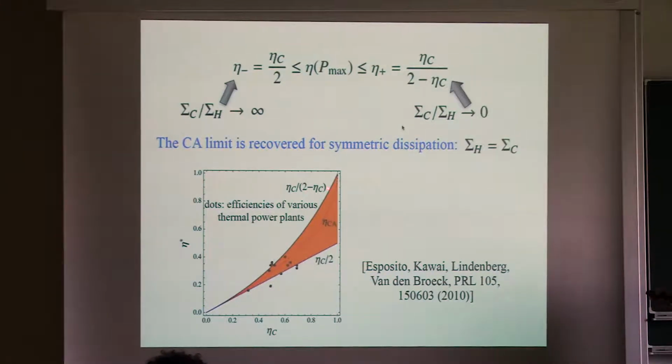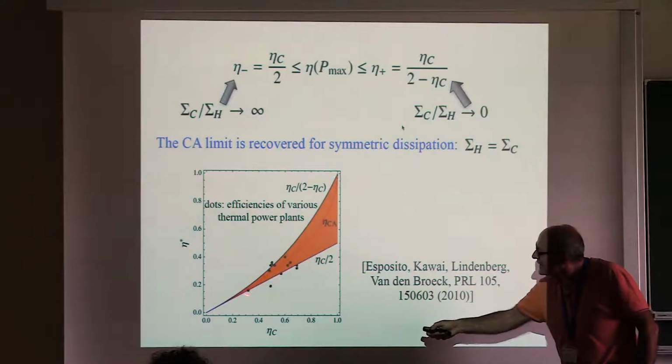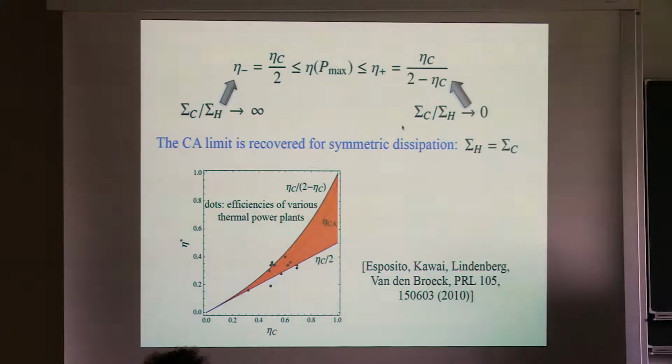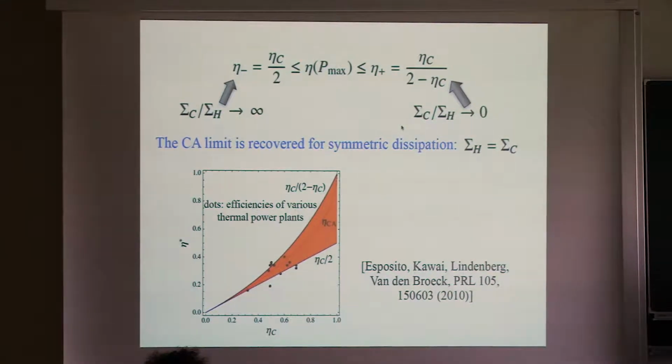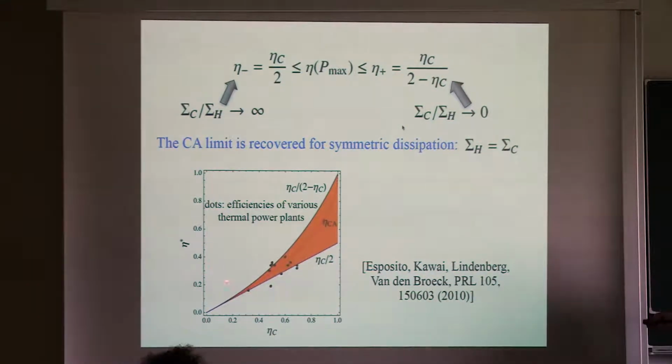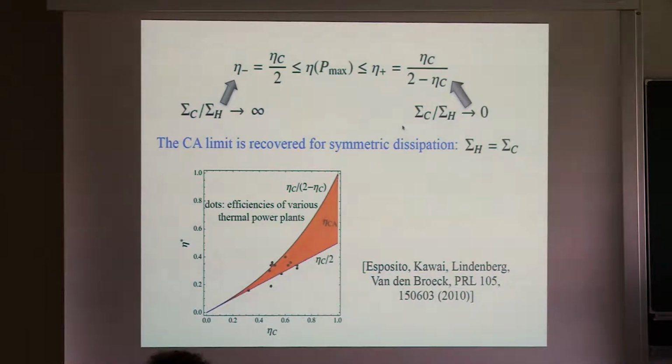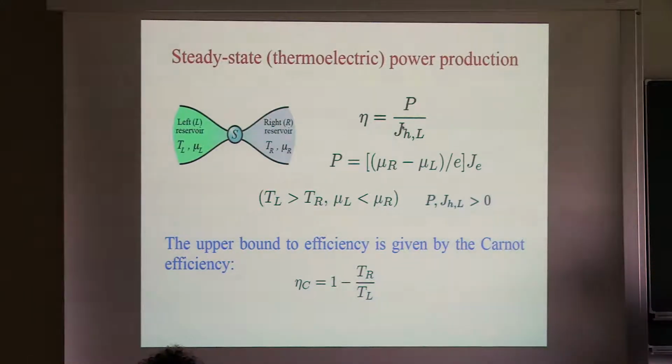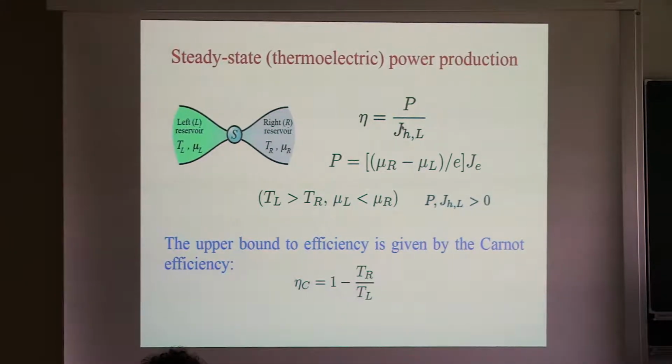For symmetric dissipation, you get Curzon-Ahlborn. And it's funny that if you look, these are experimental points. They correspond to various thermal power plants all over the world. And they are quite inside this region, which, if you think about it, is quite natural because you try to make this plant work at maximum output power. This is quite a reasonable request. So there's no universality anyway beyond linear response.